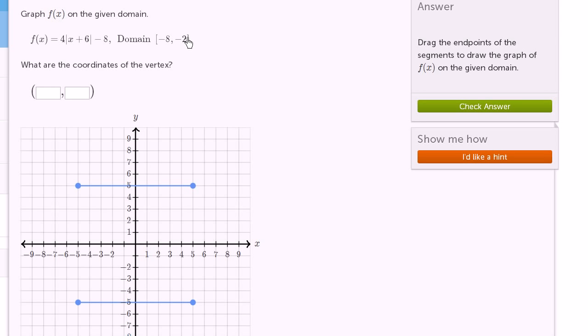And we're going to include negative 2. The bracket means we're going to include it. If we didn't want to include the endpoints, we would use parentheses. What are the coordinates of the vertex? So let's think about the vertex first.